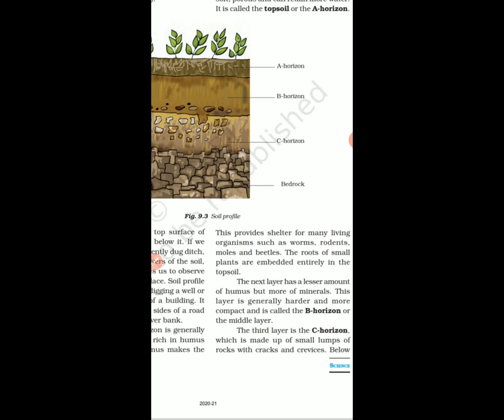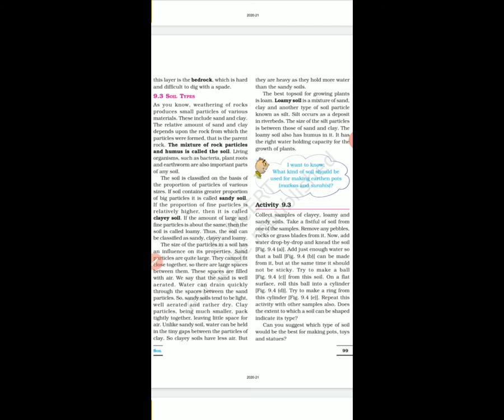A horizon, that is the top soil full of humus. B horizon, the middle layer, harder than A horizon and rich in minerals. Then the third layer, that is the C horizon, it is made up of small lumps of rocks with cracks, and under that it is a bedrock, very hard, which cannot be dug by a spade. So this was about the soil profile.